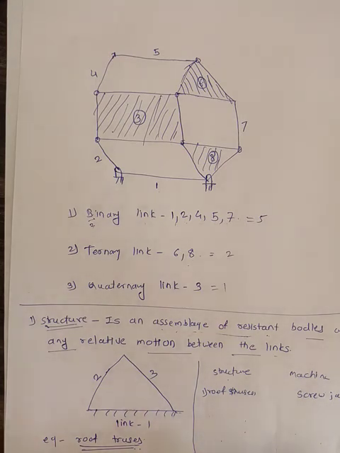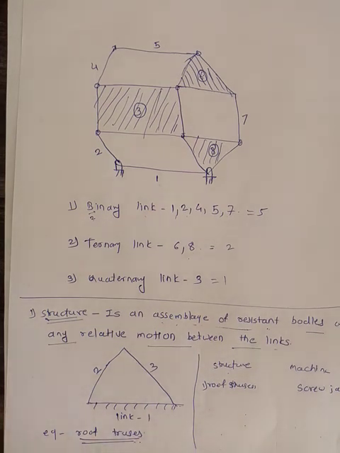This is the topic of the types of rigid links. What are the types of rigid links? Binary link, ternary link and quaternary link. How it is selected as a binary link, ternary link or quaternary link. And after that we have seen the structure and the machine, and the main difference between the structure and the machine is very important. Okay, thank you.